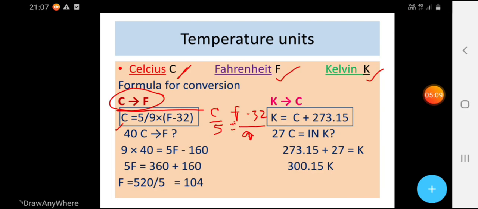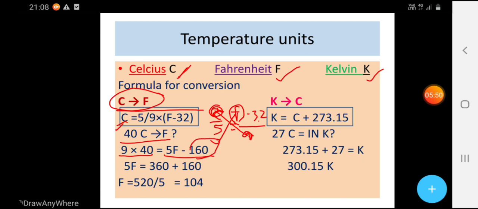So if Celsius is given, then you can calculate it in Fahrenheit. One example: 40 degrees Celsius is given, and we have to convert it into Fahrenheit. So Celsius is 40, and 40 into 9 is equal to 5 multiplied by F minus 32. So here I have written 5F minus 5 into 32, which is 160.